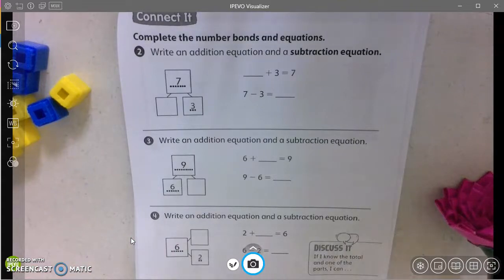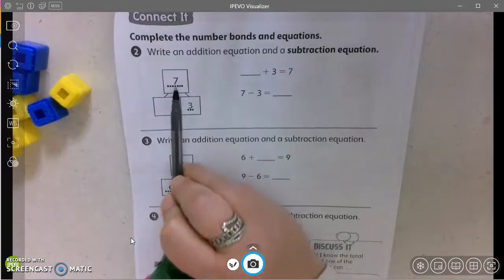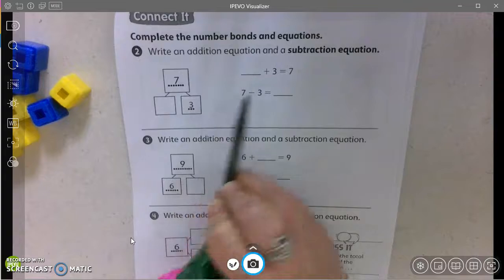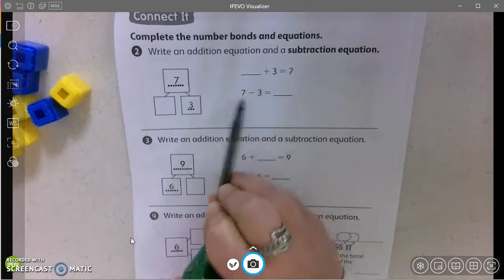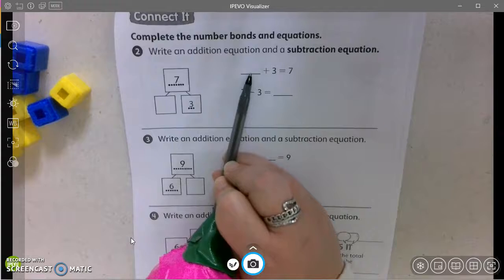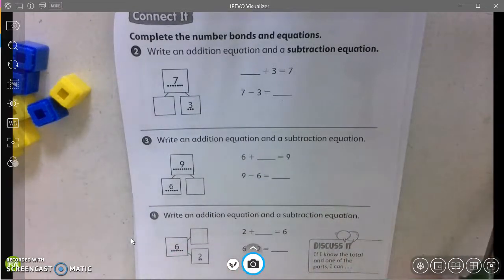Complete the number bond and equations. Write an addition equation and a subtraction equation. So now they're giving us the whole and they're giving us one part. We have to figure out the other part and then finish these addition and subtraction equations. So I don't have 7 blues. Hold on a second.